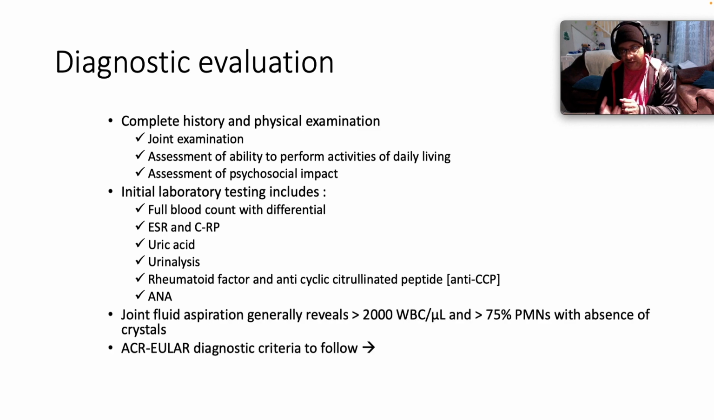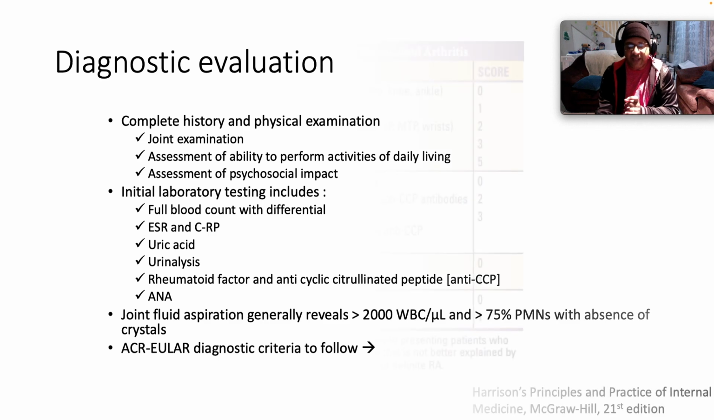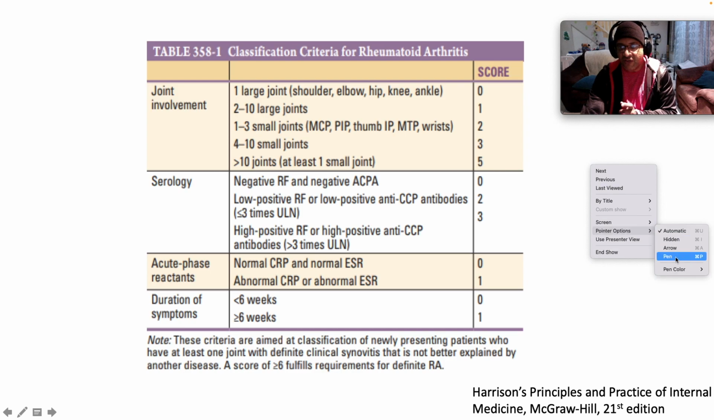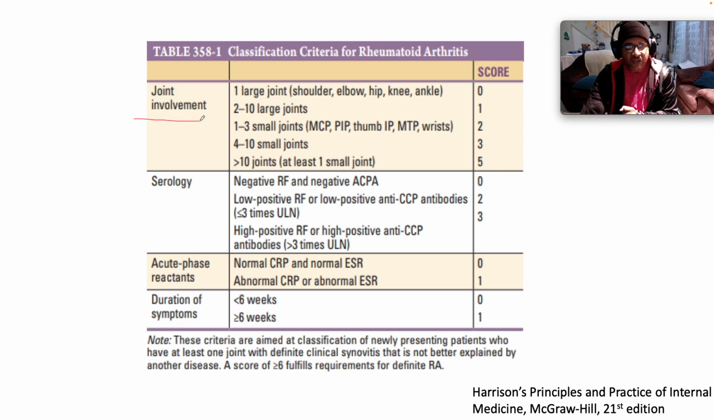If you've got a joint effusion, you want to aspirate that synovial fluid, and it's going to generally reveal above 2,000 white cells per microliter with a preponderance of neutrophils, right? With the absence of crystals. Now, let's look at the ACR-EULAR diagnostic criteria for the diagnosis of rheumatoid arthritis, right? Stratified into 4 different parameters. The first one is joint involvement, the second one is serology, the third one is acute phase reactants, the fourth one is duration of symptoms, right?